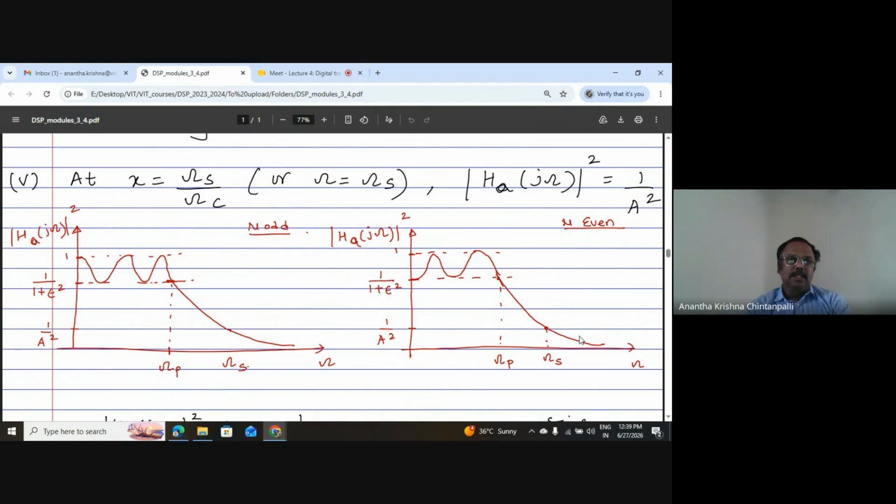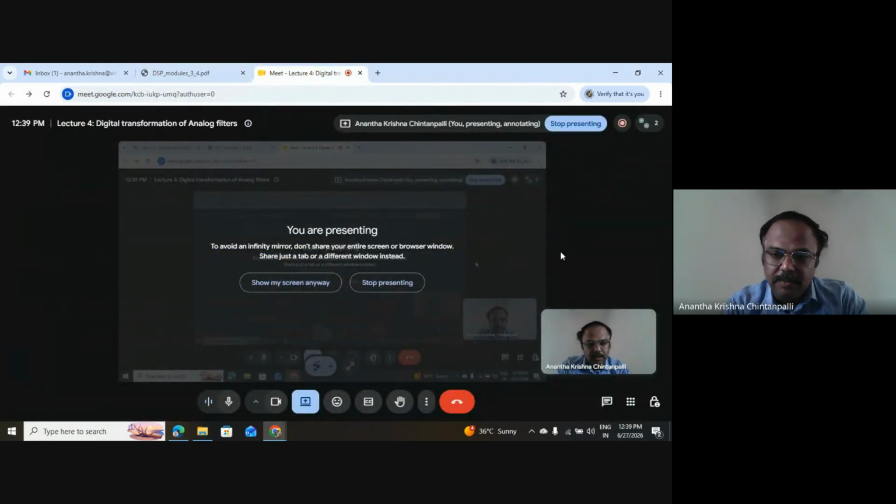Now, sometimes we do not put a square here, that is, a magnitude response. If that is a magnitude response, make sure that you put a square root here and you make this 1 over a. The rest of the things do not change. I hope this is clear to you.